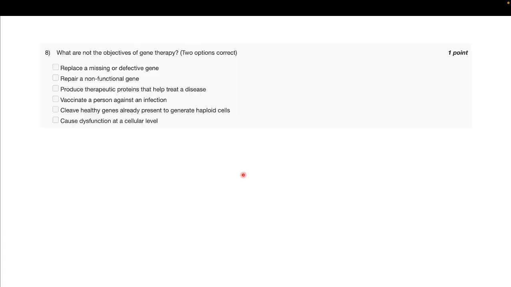Okay, let's look at the next question. Next is, what are not the objectives of gene therapy? Again, we have to choose two correct options. So please read the question carefully. We are supposed to select what are not the objectives of gene therapy.